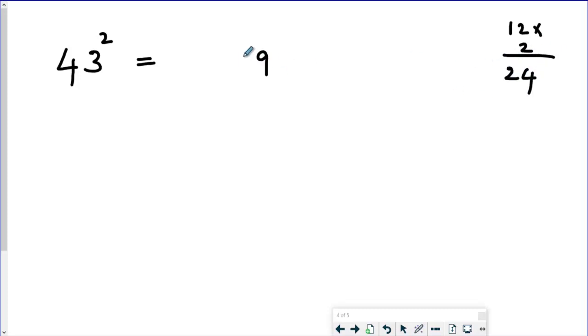One more example you can see, 43 square. If you want to calculate 43 square, first you have to take 3 square. 3 square is 9. Now 4 into 3 is 12, then 12 into 2 is 24. Here you have to write 4, 2 carry. 4 square is 16, 16 plus 2 is 18.